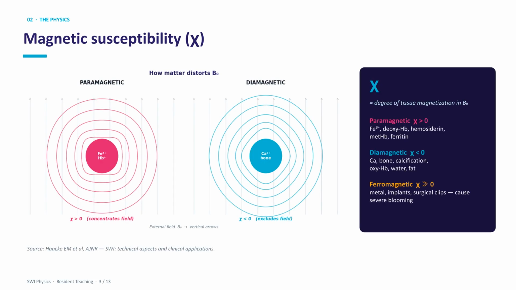Magnetic susceptibility, symbolized by Chi, measures how tissue magnetizes in the magnetic field B0. Paramagnetic materials like iron-containing blood products concentrate the field, giving a positive Chi. Diamagnetic materials like calcium exclude the field, resulting in a negative Chi. Ferromagnetic materials cause severe blooming due to a very large positive Chi.